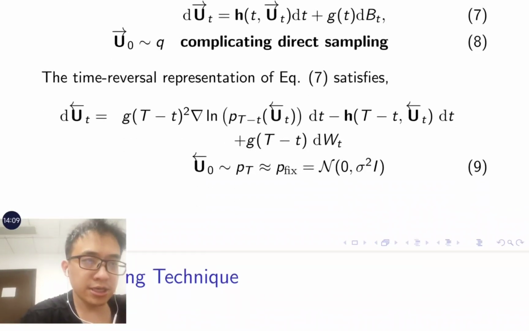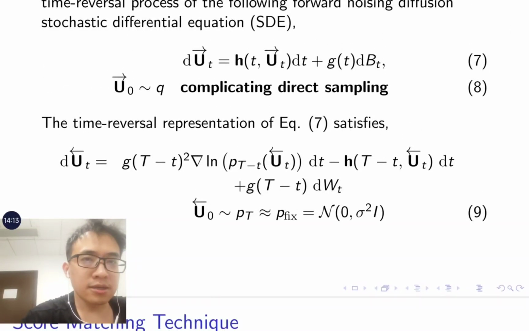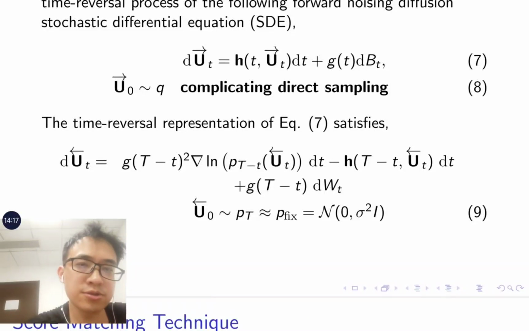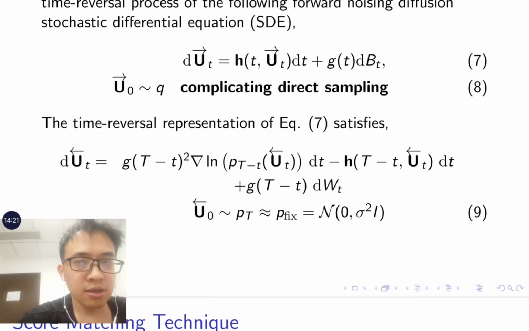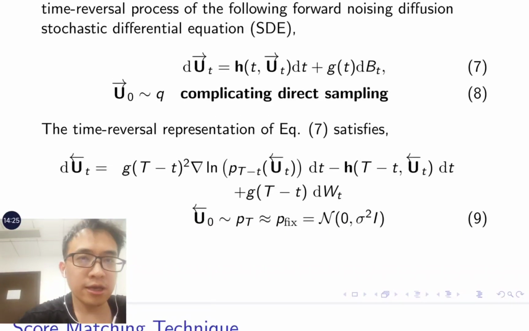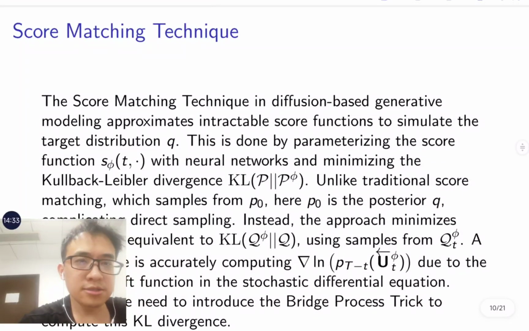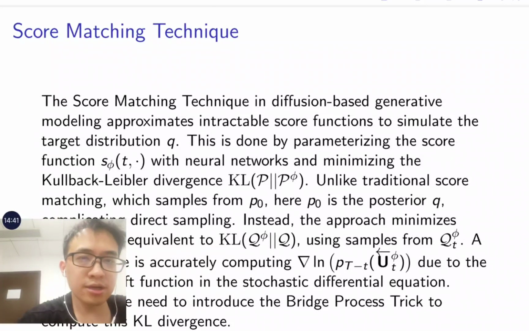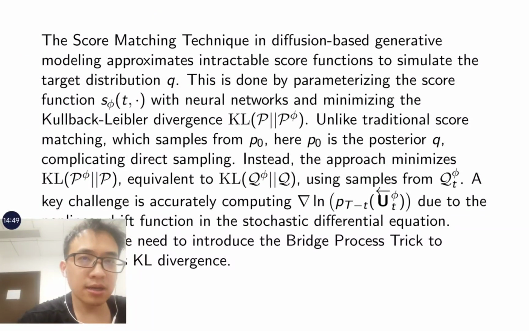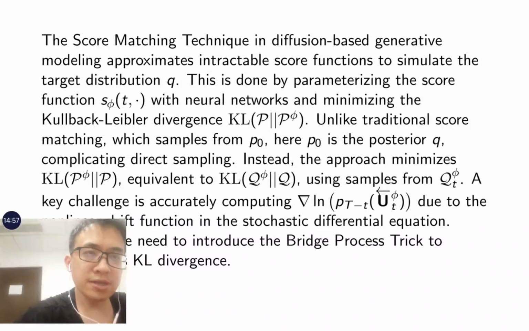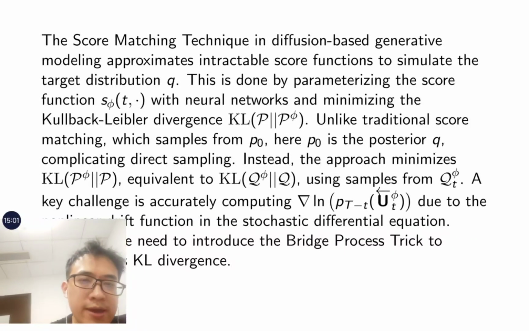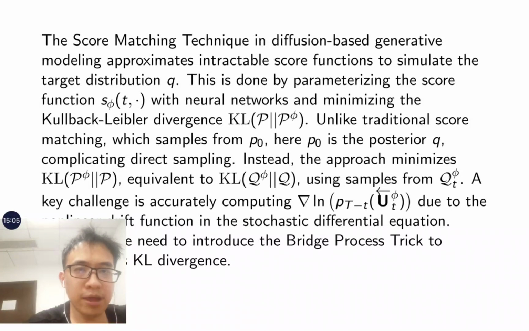equals a simple Gaussian. Okay, and we use the time reversal interpretation to generate samples at U capital T to get our approximate posterior samples. But the challenge we must face is that the traditional score matching technique is not feasible for our problem, because traditional score matching can sample from the p_0, but in our VI method p_0 is the posterior, complicating the direct sampling.